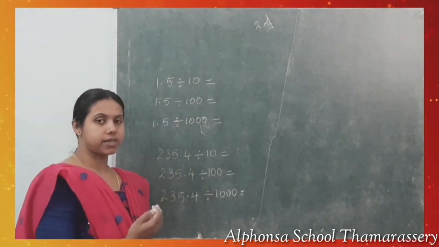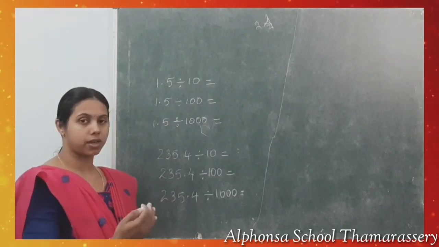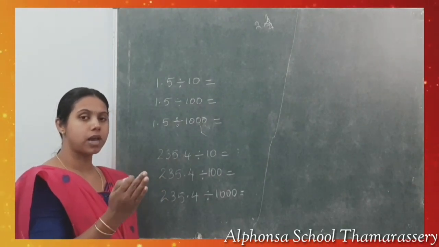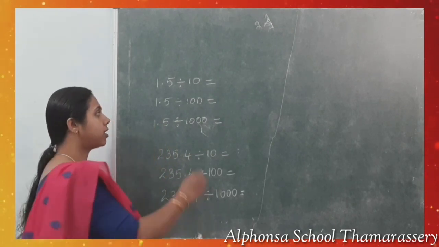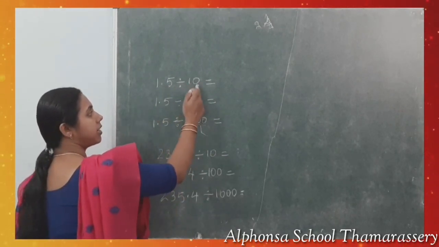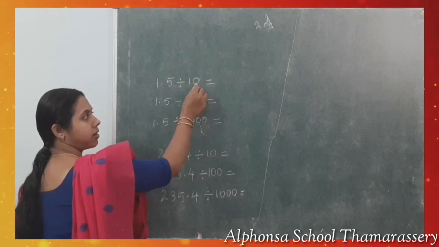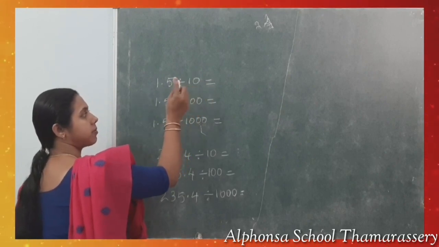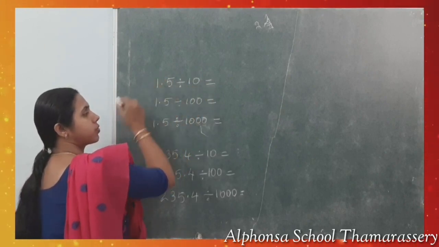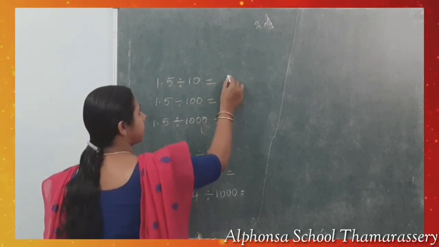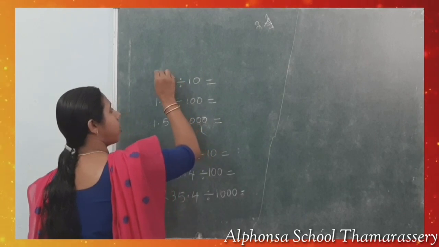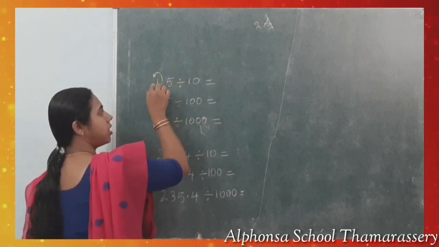Now, as we discussed, when you are dividing by 10, 100 or 1000, the decimal point will move to the left. So here, 1.5 divided by 10, only 1 zero. Is it? So one place, the decimal point will move 1 place to the left. So what will the answer be? The decimal point moves 1 place to the left. So now it will be here.